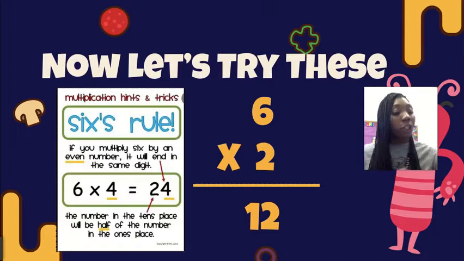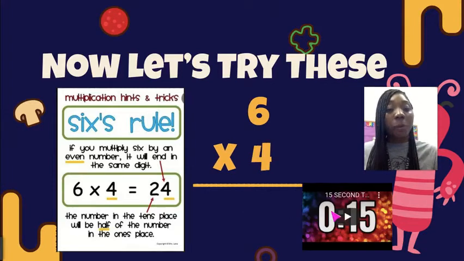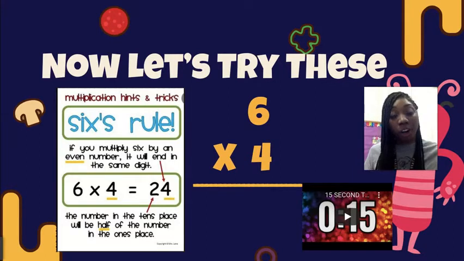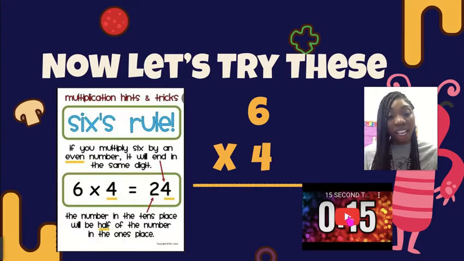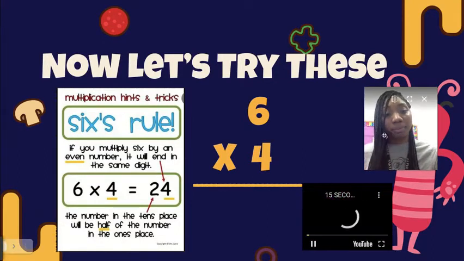Let's practice more with our sixes rules. But this time, you know Miss Dennis is always going to time you. I'm going to give you 15 seconds to solve the next few problems. Are you ready? Do you think you can do it? Oh, I know you can. So get ready. So let's try another one. Now we have 6 times 4. Think about our sixes rule. I'll give you 15 seconds. Ready, set, go.